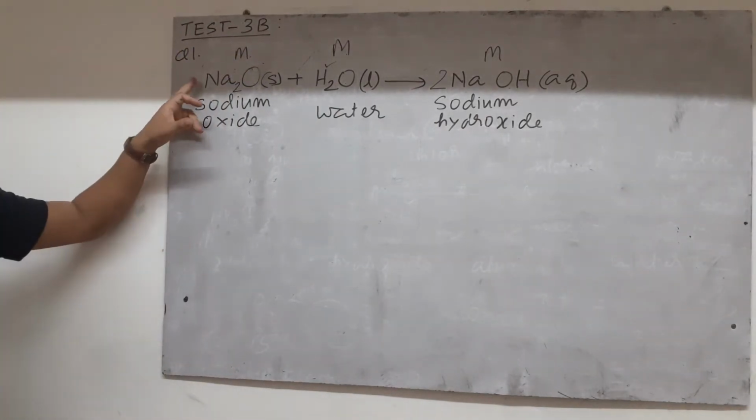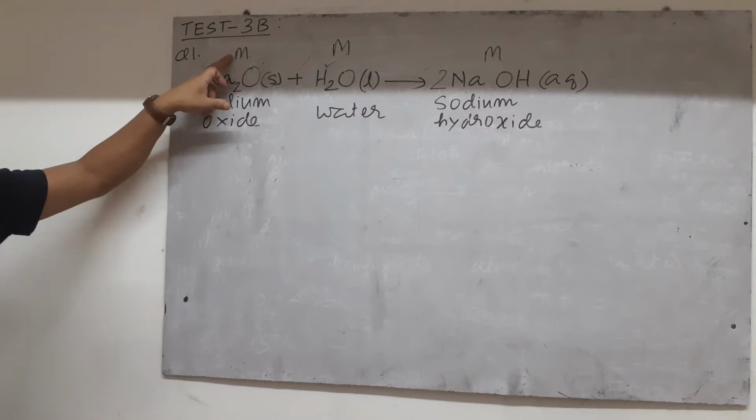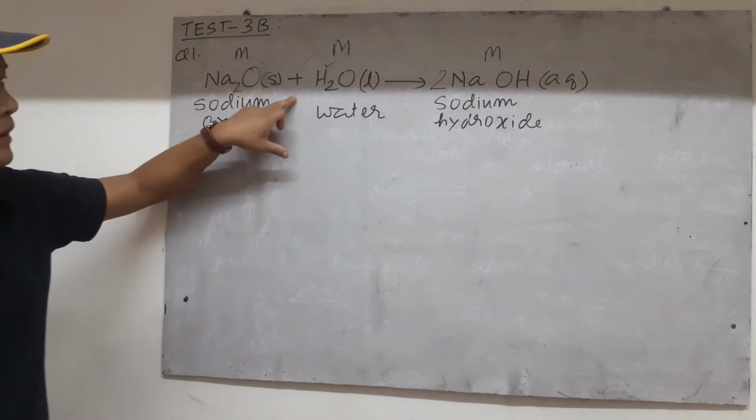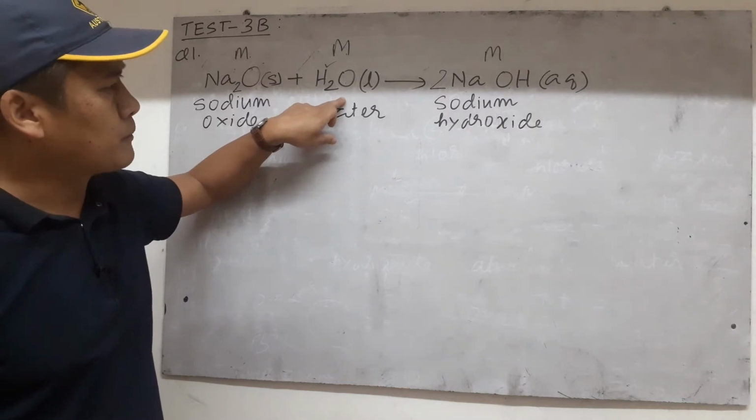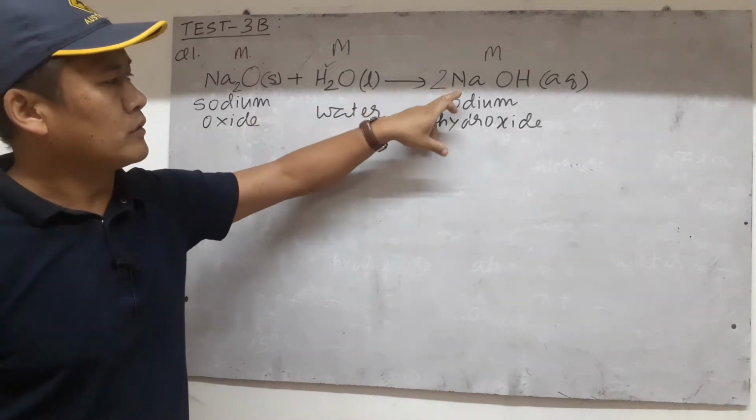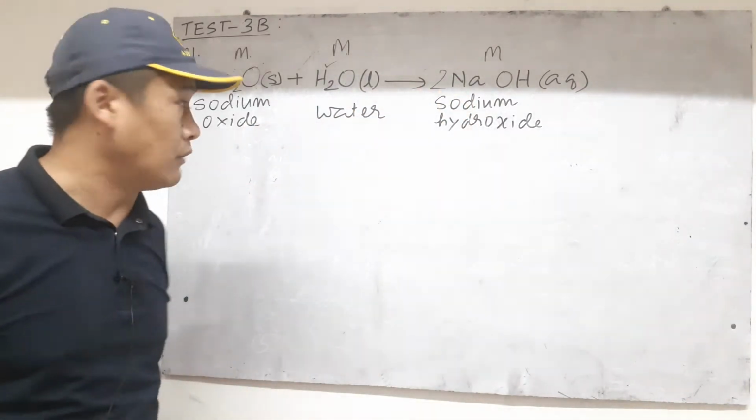So let us read now. No number in the front means 1. So 1 molecule of sodium oxide reacts with 1 molecule, no number, so 1 molecule of water to give us 2 molecules of sodium hydroxide.